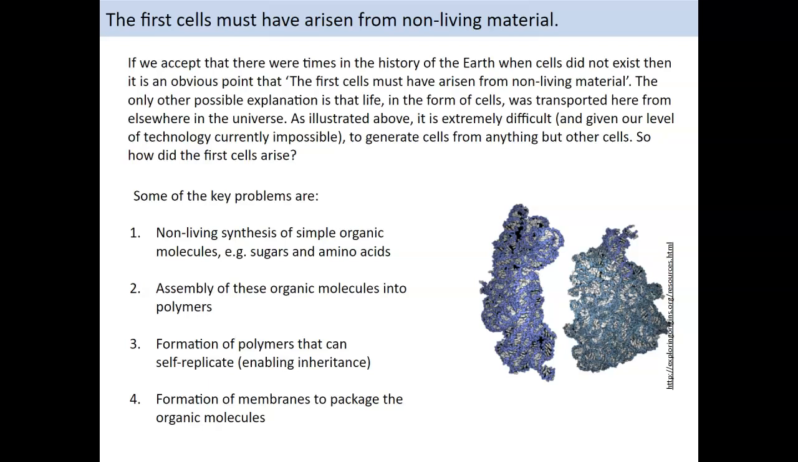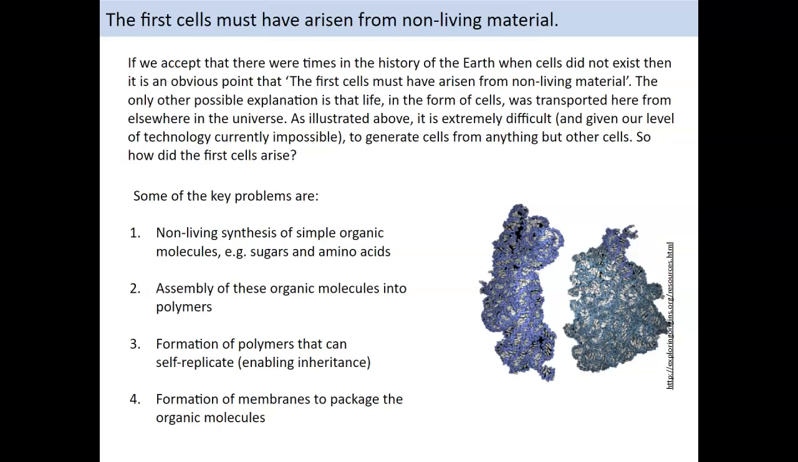So it has been really difficult for us to figure out what actually happened here on Earth billions of years ago when the first cell actually formed. There are key problems when we try to figure this situation out. Some of the key problems are listed below. Number 1, how do we get simple organic monomers to form from non-living inorganic elements or atoms or molecules?